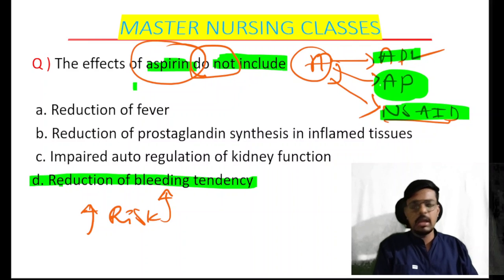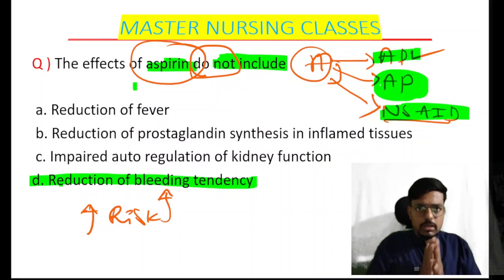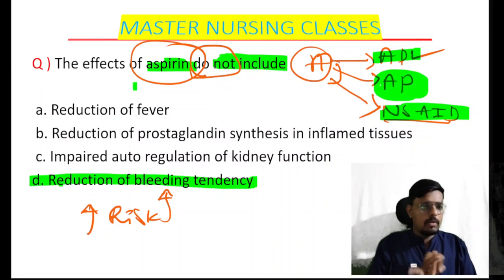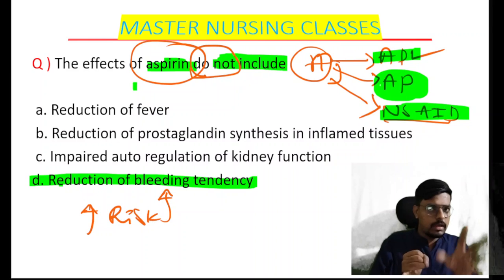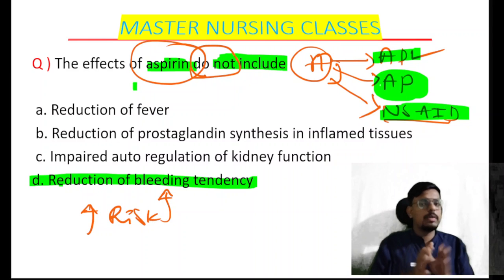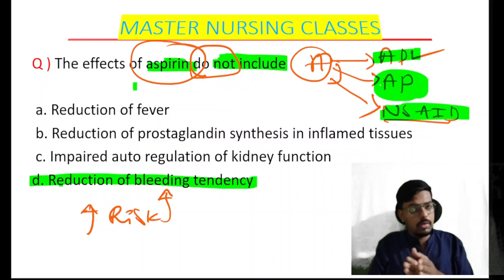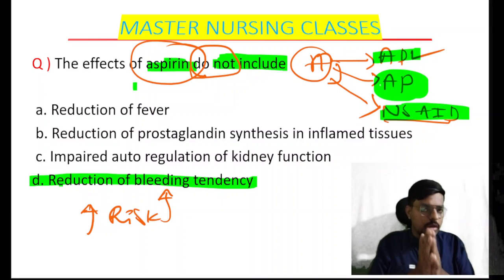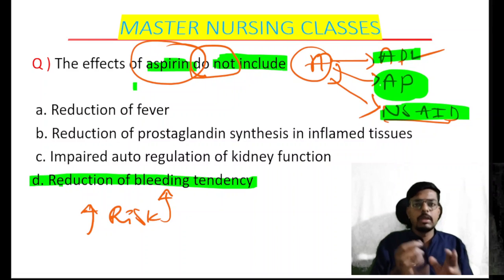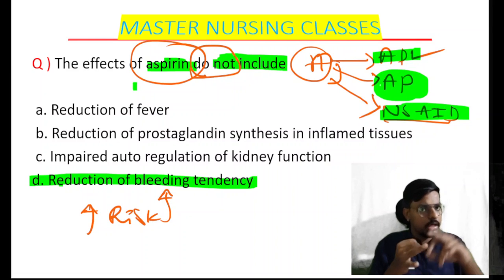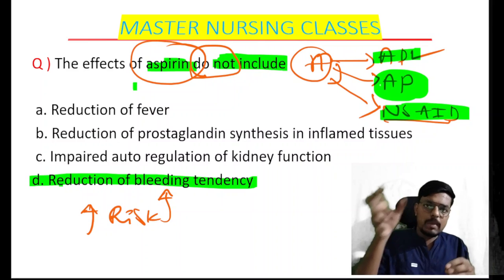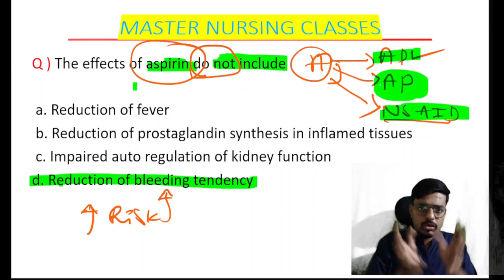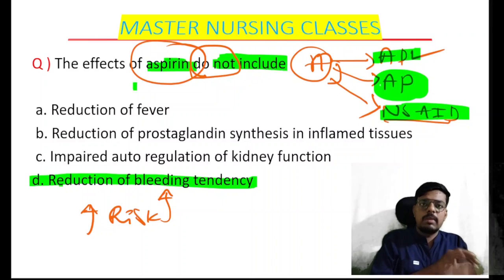Hope the concept is clear, and remember 4 more points on aspirin. Aspirin should never be given with another NSAID, because aspirin is also an NSAID. This is a NORCET 5 mains question. Aspirin should never be given with an NSAID. Then aspirin should never be given with an anticoagulant, because aspirin is an antiplatelet, and anticoagulant drugs like heparin and warfarin, both together may again increase the bleeding tendency.